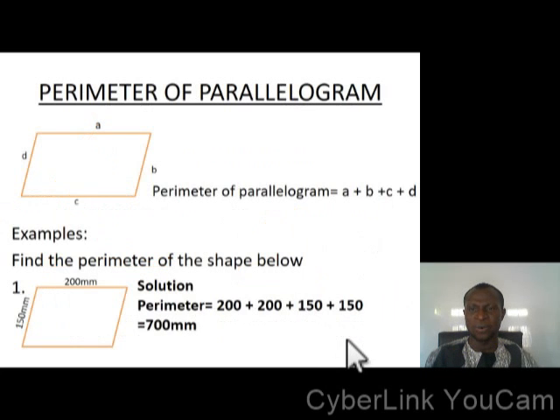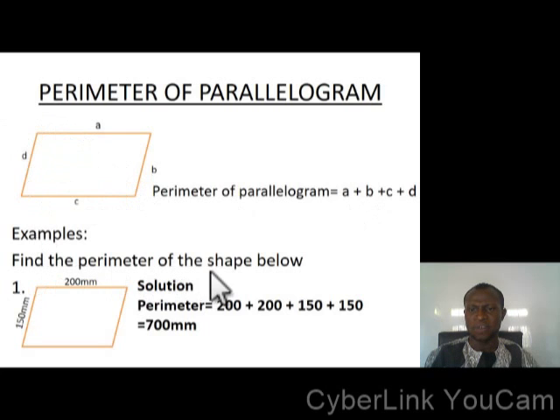Perimeter of parallelogram. Perimeter of a parallelogram is quite simple. You add all the sides, just like we demonstrated in the other ones. Perimeter of parallelogram will now be A plus B plus C plus D. You can see it here, A plus B plus C plus D. It doesn't matter where you start. We have some examples here.